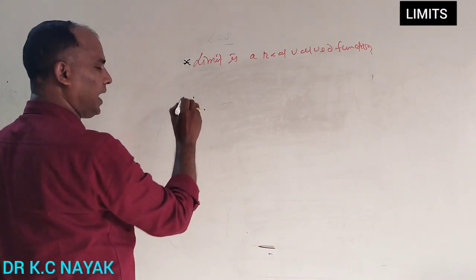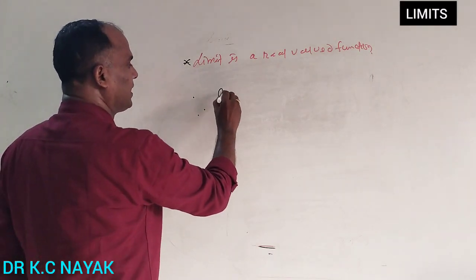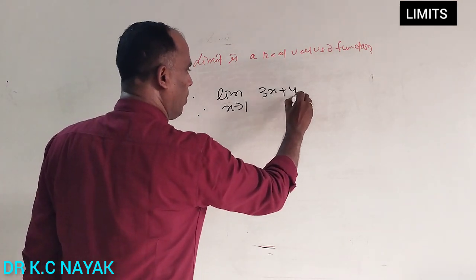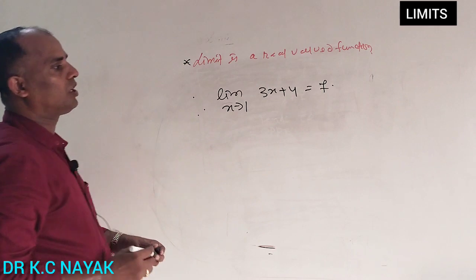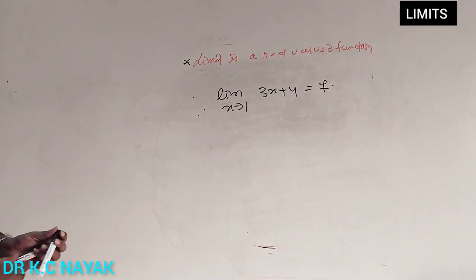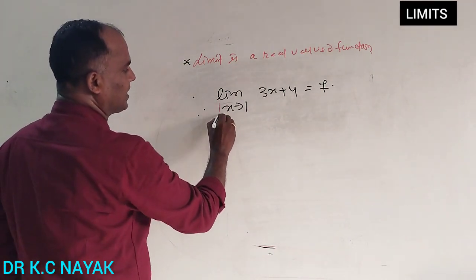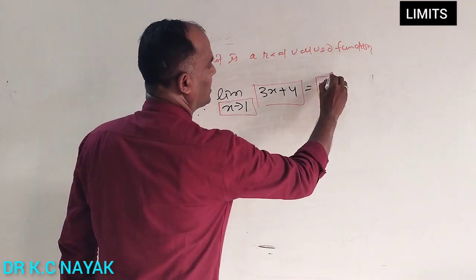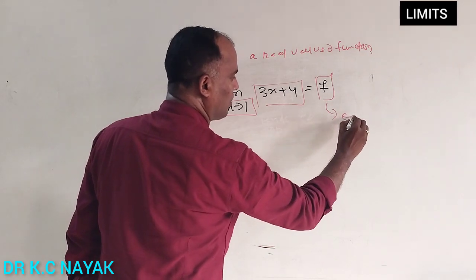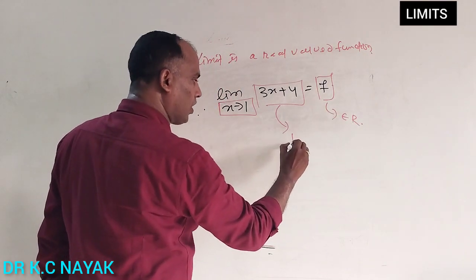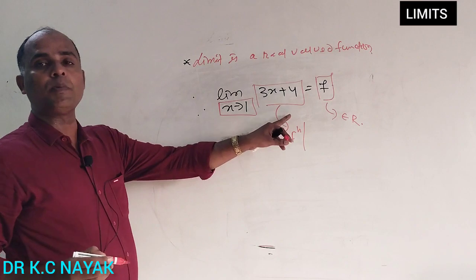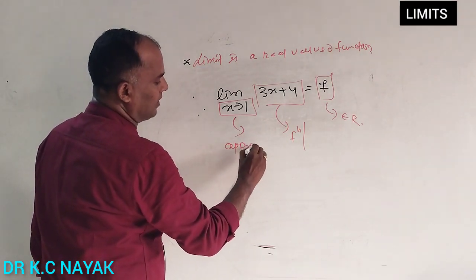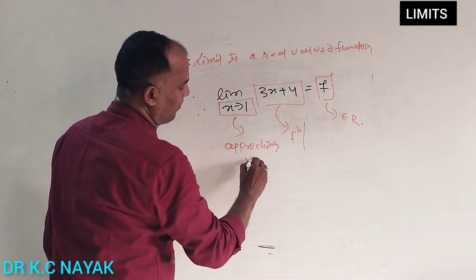Here, from example 2, limit x tends to 1, 3x plus 4 is equal to 7. What is the meaning? That means x tends to 1, 3x plus 4 is equal to what? 7. This 7 belongs to real numbers. It is a function, and this function is a polynomial function, and this is an approaching value.